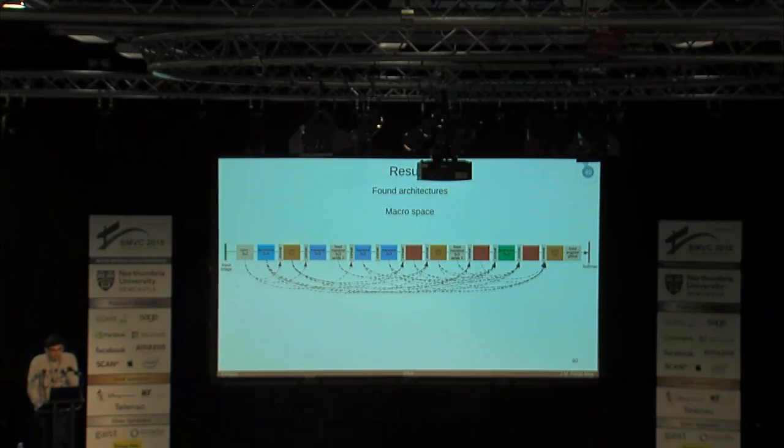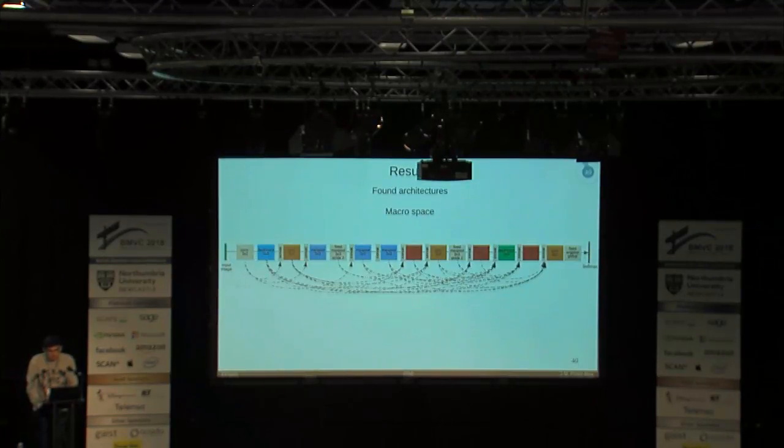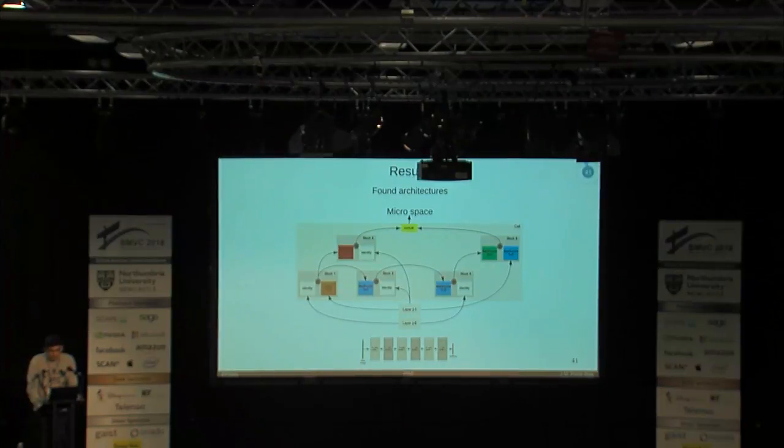And this is the kind of architecture that we found in the macro space. So, a lot of skip connections. Actually, that corresponds a bit with the state of the art, where it was found that skip connections are very good for classification problems.